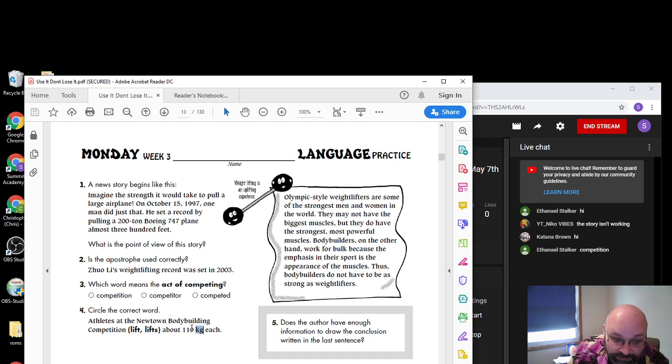What do you think for number 4? Would lift or lifts complete this sentence?